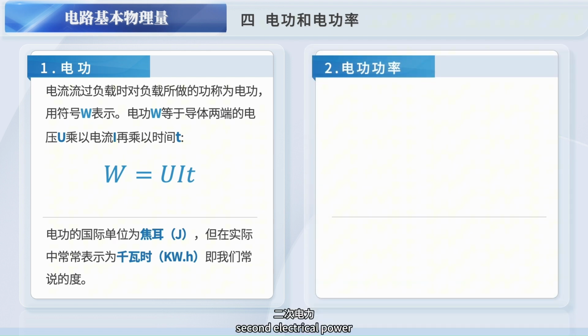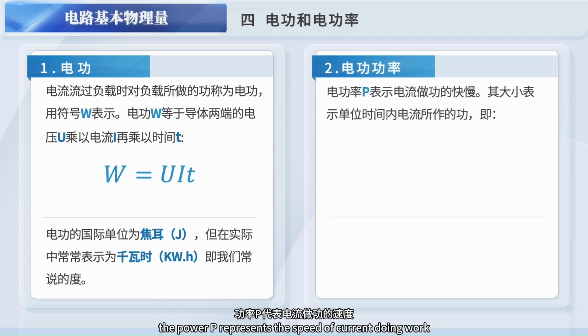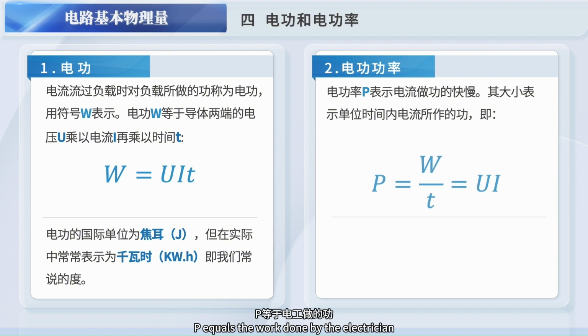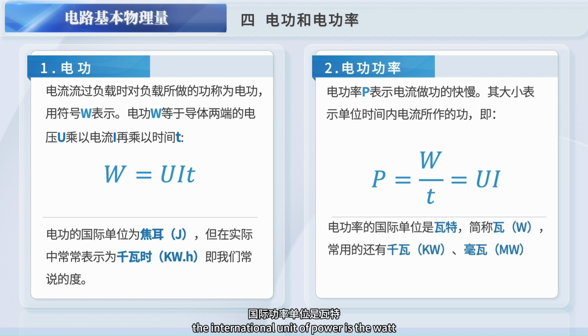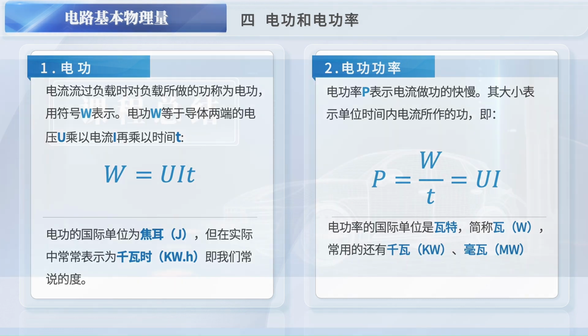Second, electrical power. The power P represents the speed of current doing work. Its magnitude represents the work done by the current per unit time. P equals the work done by the current, divided by time, which equals voltage multiplied by current. The international unit of power is the watt, abbreviated as W, and kilowatts and milliwatts are also often used.